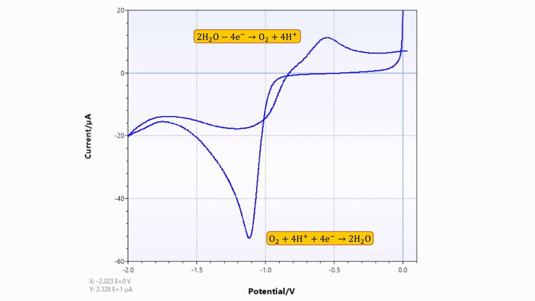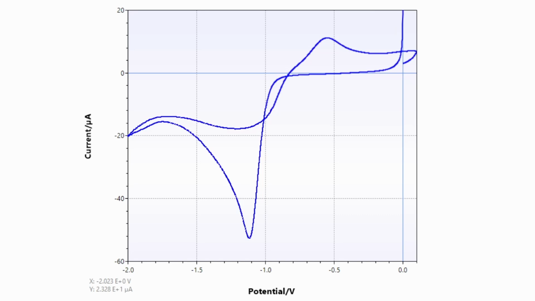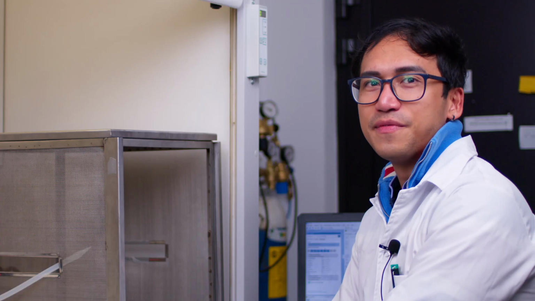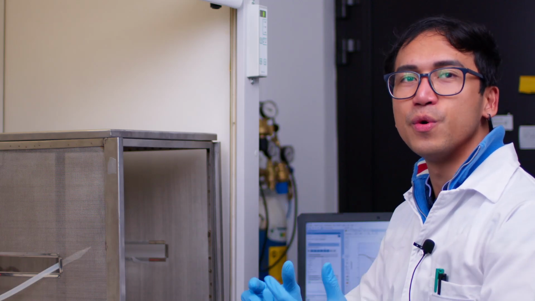So the response of oxygen here is quite obvious, and if your analyte shows a response within the same potential window, then that will be a potential problem. To address this influence of oxygen, especially in battery-related research, they do their experiments in a glove box, wherein it's controlled and the oxygen is very minimal.